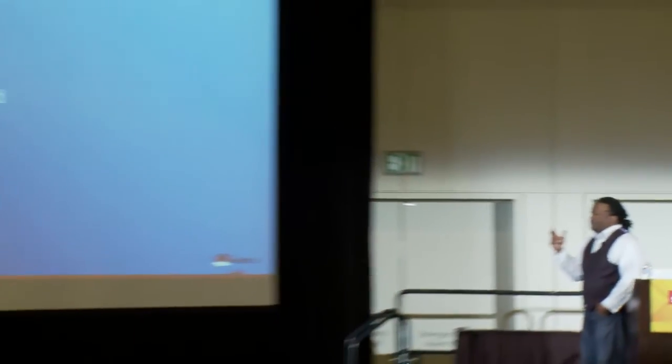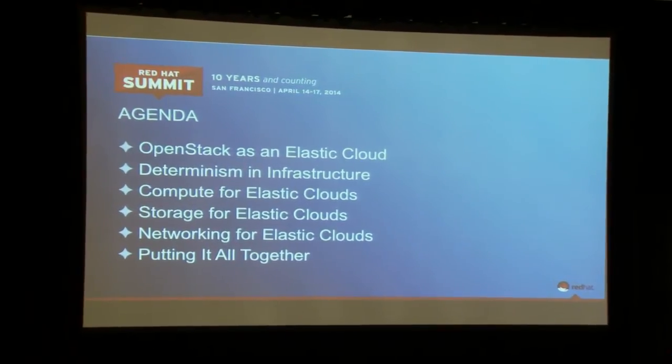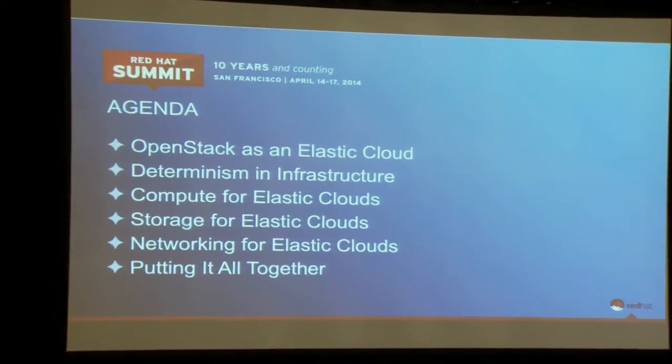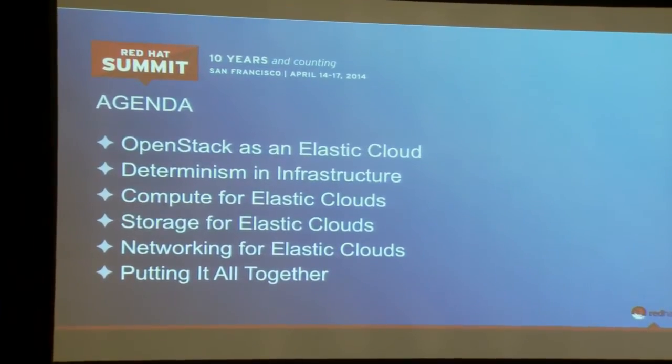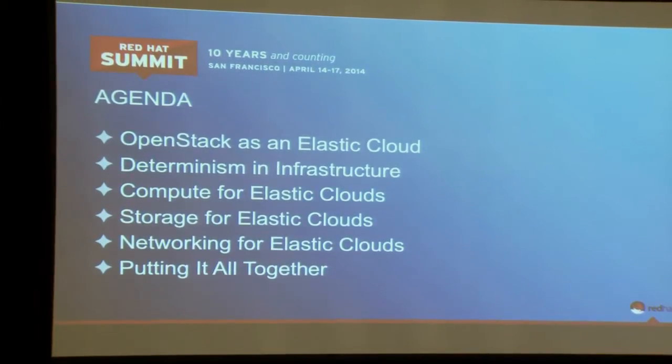So the quick agenda here is to maybe do a 5-minute review on OpenStack as an elastic cloud infrastructure. We're going to talk about determinism, and then we're going to go through each of the components that make up OpenStack in terms of compute, storage, and networking. And then we're going to show from an architectural point of view how you put it all together.